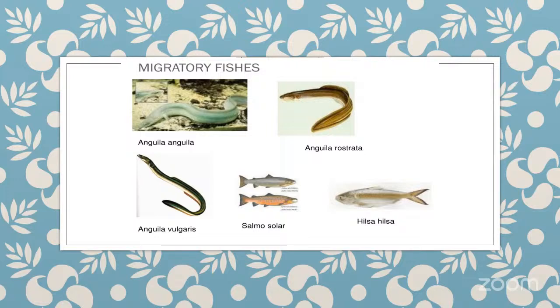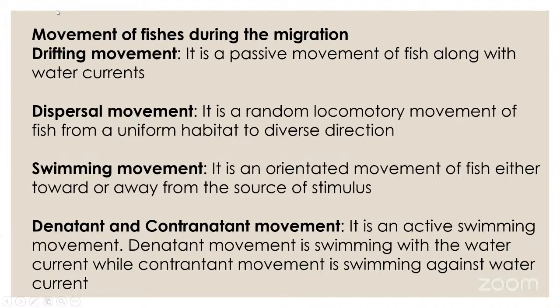If fishes are released from a point in a uniform environment and spread out in all directions, the process is called dispersion and leads to the distribution of species. Then we also discussed swimming movement. So what is this swimming movement? Fishes swim in a particular direction, either towards or away from the source of stimulation, or at some angle to an imaginary line running between them and the source of stimulation also.